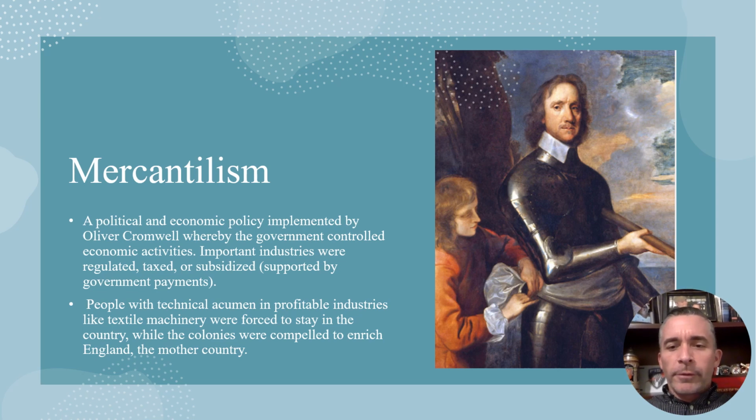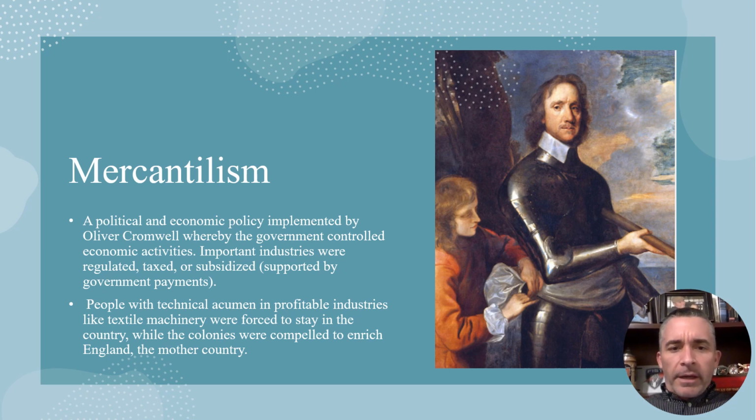Cromwell wanted to hurt the Dutch, who England was at war with. One of the ways he could do this was not just through naval warfare, but political and economic policies, mercantilism, and this was an economic policy in which the government controlled key industries. Industries were regulated, taxed, and subsidized. Subsidized means that the government supported certain industries with funds, essentially government handouts to certain industries.